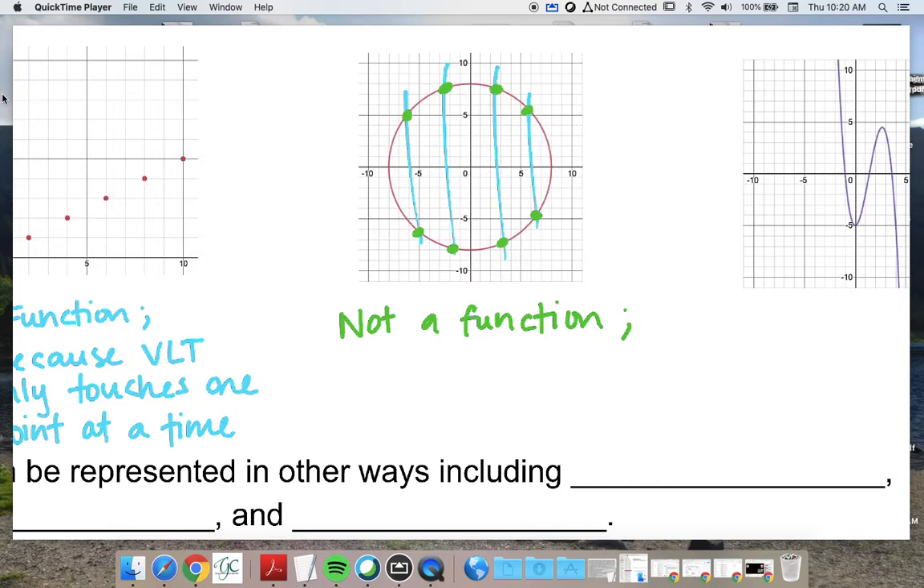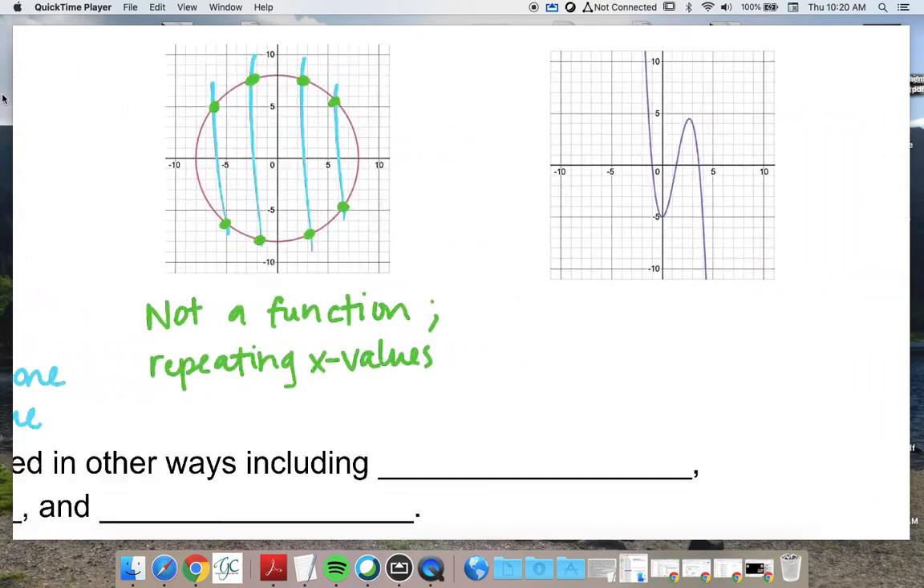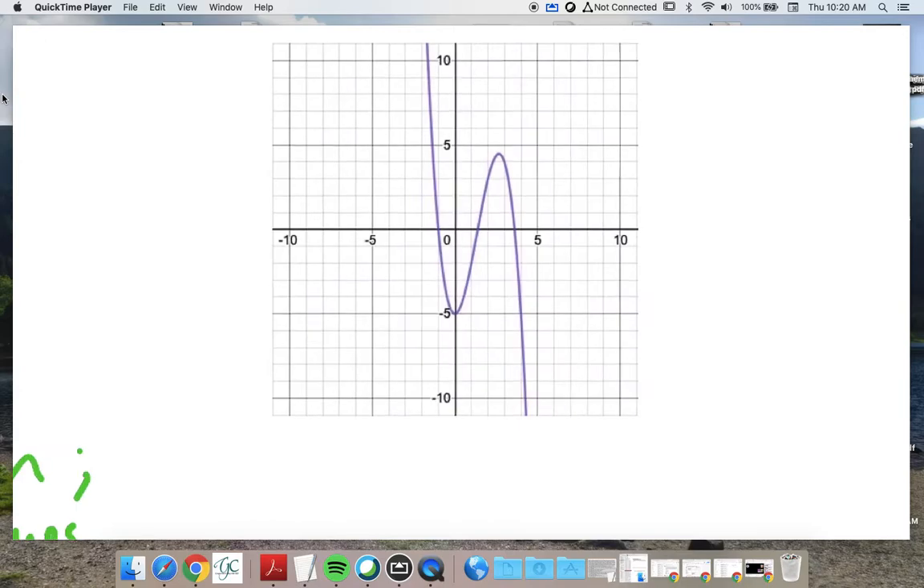And I'm going to justify it again, but this time I'm just going to say there are repeating x values. That's the same thing as saying it's touching 2 points at once using the vertical line test. All right, and then one more. We have a cubic graph here.